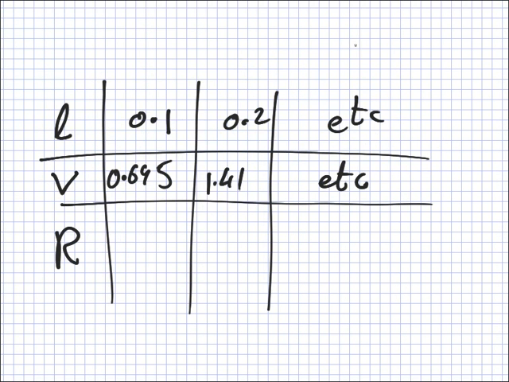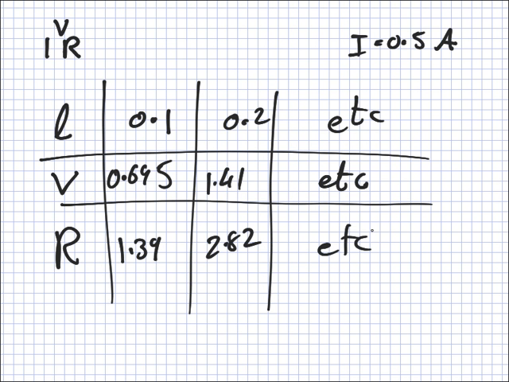Now, don't forget, in the question they tell you the I is always 0.5 amps. So by using V = IR, would that work? R is V over I. Yeah, so you just take these numbers and divide it by 0.5. So what's 0.695 divided by 0.5? 1.39 ohms, and then 2.82 ohms, etc. Continues in the table. Yeah? You have to complete the table.